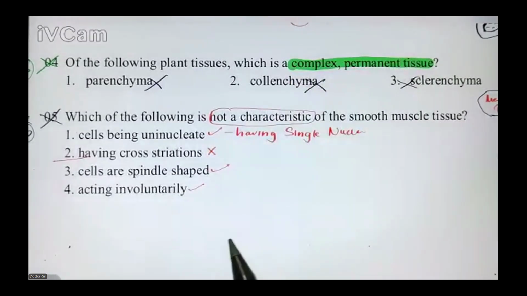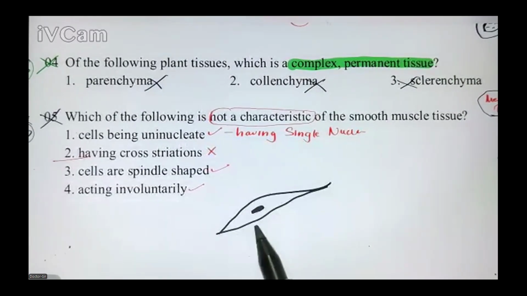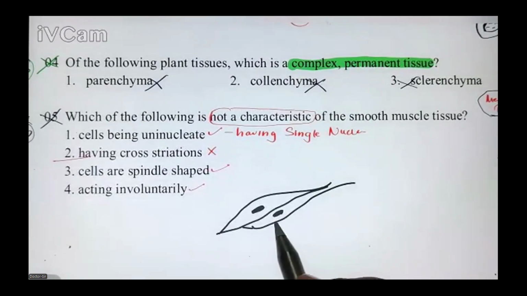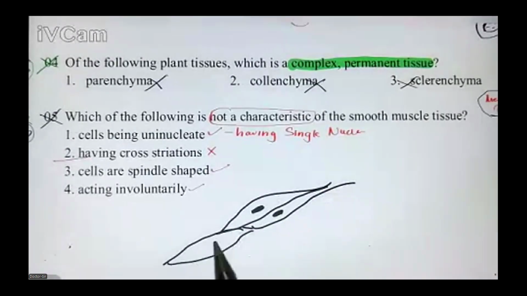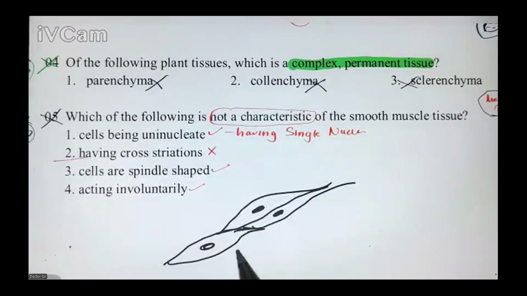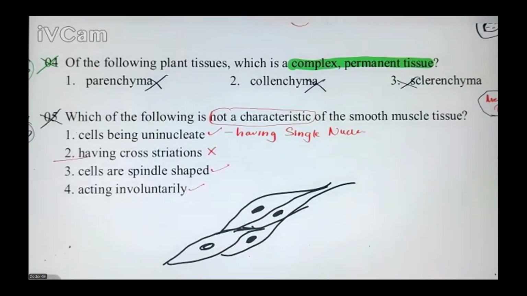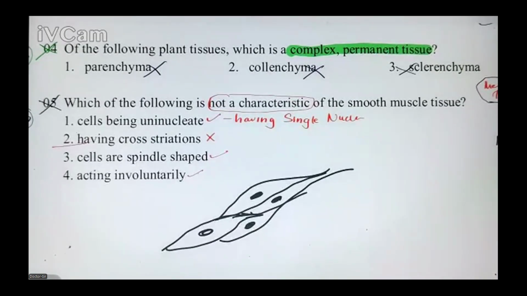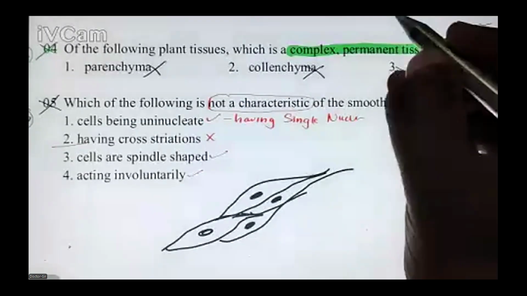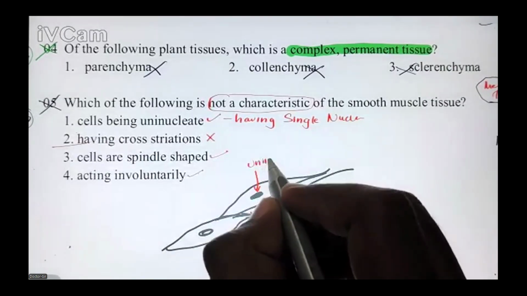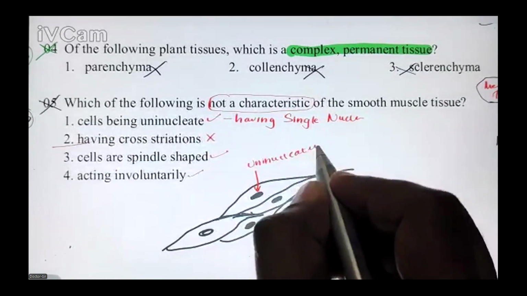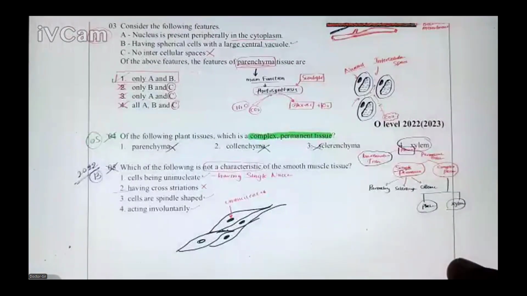So the important thing is spindle shaped cells. If you want, you can draw spindle shaped cells again. Right? Then it has an involuntary mechanism to control the tissue. Then uninuclear means a single nucleus in a single cell. Okay, this is uninucleated. Right, now we have finished the tissue part.